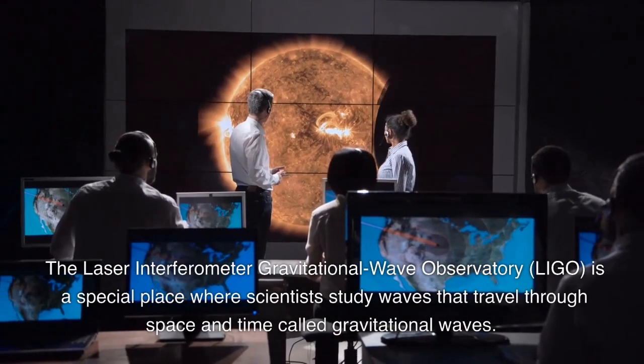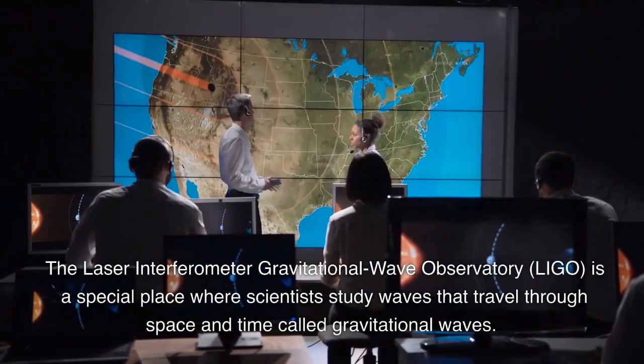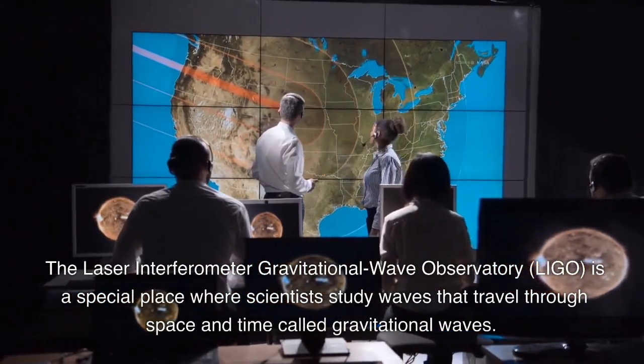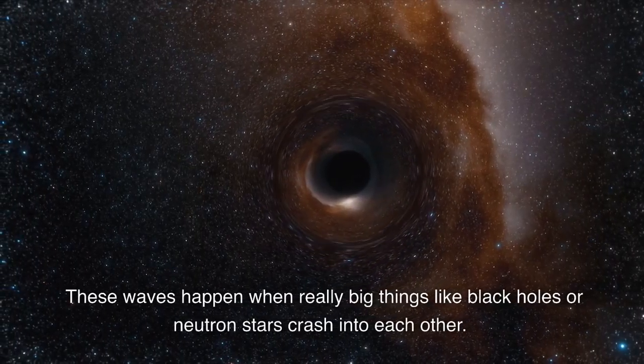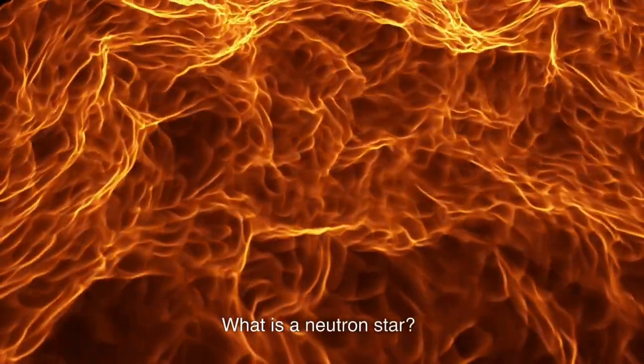The Laser Interferometer Gravitational Wave Observatory, LIGO, is a special place where scientists study waves that travel through space and time called gravitational waves. These waves happen when really big things like black holes or neutron stars crash into each other. What is a neutron star?